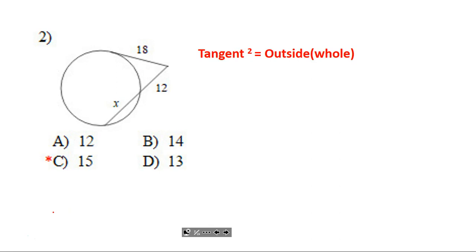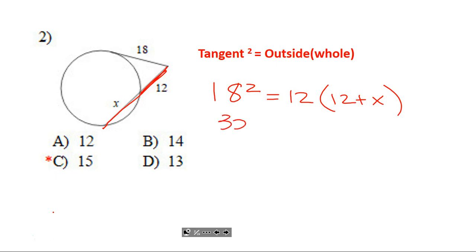Notice that the segment that has 18 on it is a tangent. So we're going to do 18 squared, and then we're going to do the outside part, that's this part here, 12, times the whole thing, which means we've got to add the two parts together to get the whole thing. So that's 12 plus x. So 18 squared is 324. 12 times 12 is 144. 12 times x is obviously 12x.